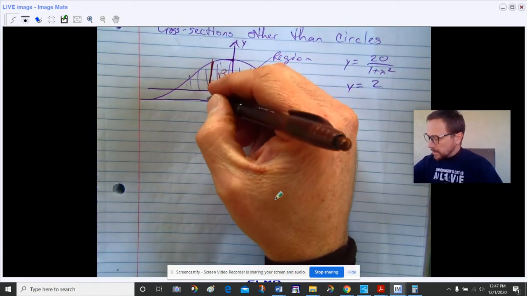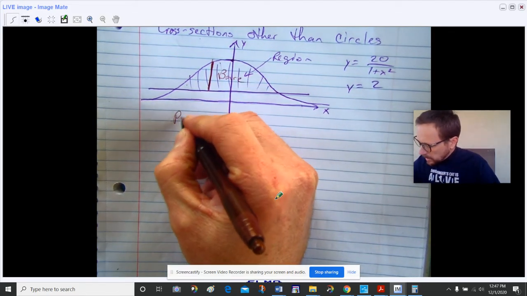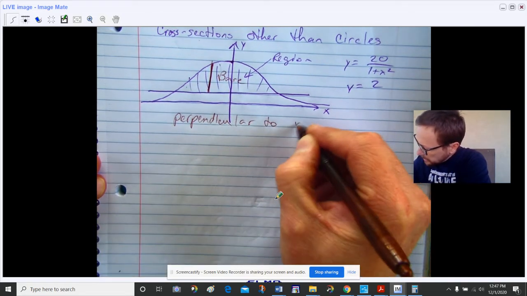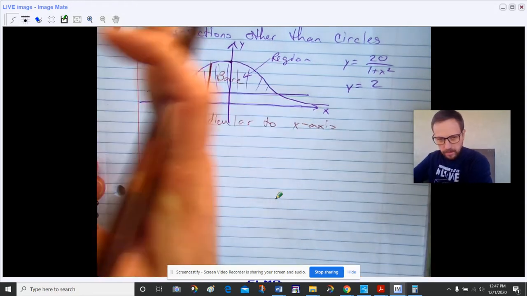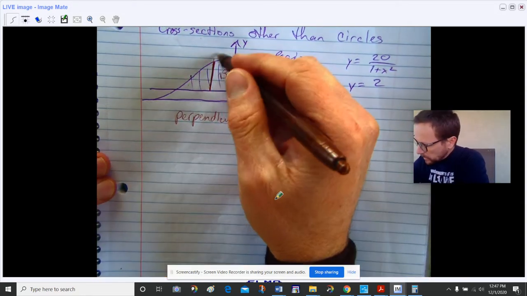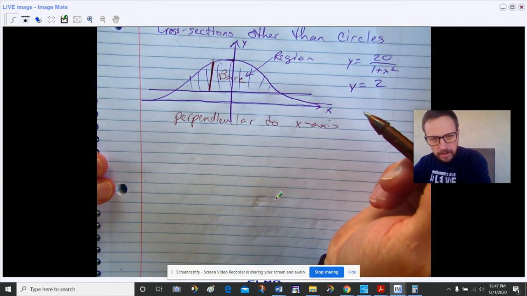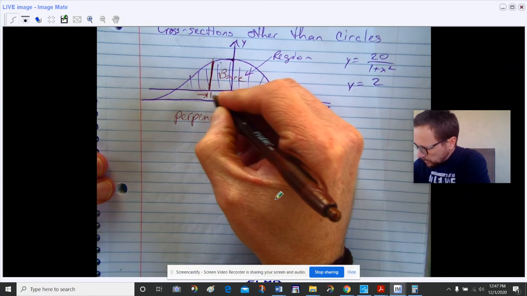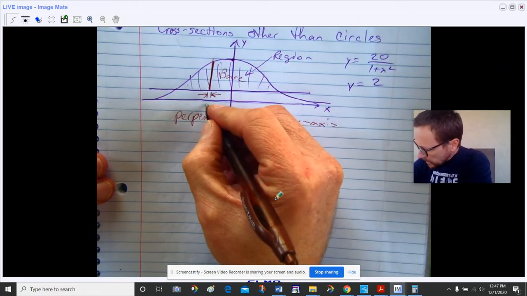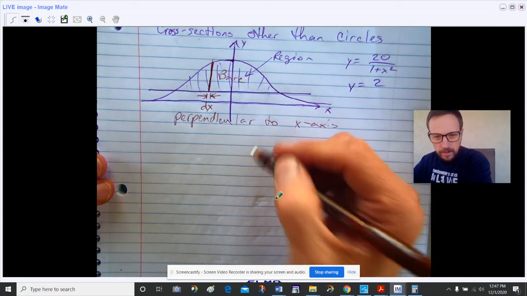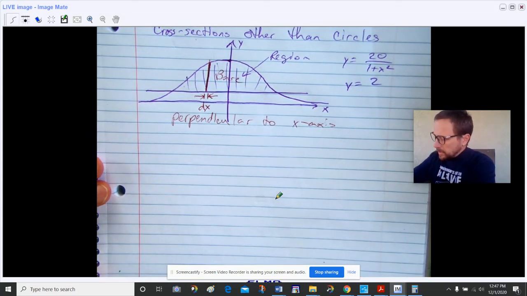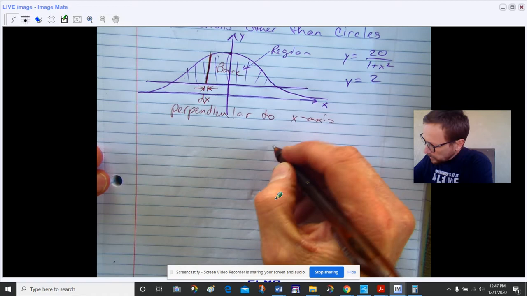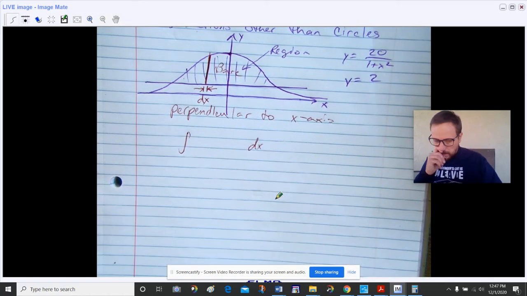Now the slices are going to be, it said, perpendicular to the x-axis. Perpendicular makes that right angle with the x-axis. So this is our little bit right here. And that little bit right there, what's that going to be? dx right there. These are going to be perpendicular to the x-axis, so the slices are going to be really, really small, and we're going to be adding up a bunch of dx.